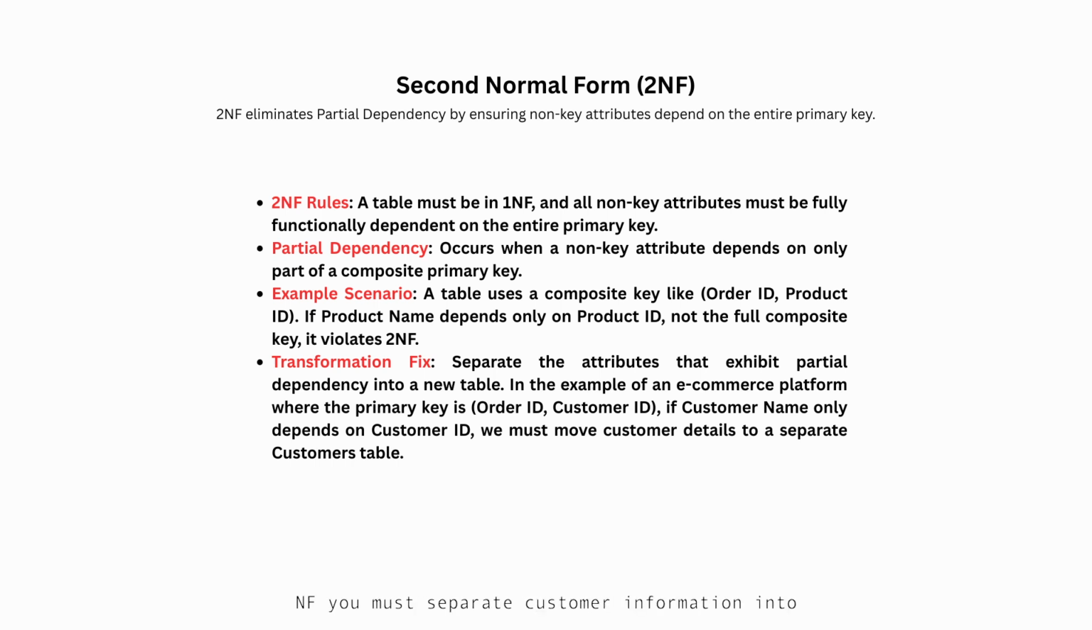To comply with 2NF, you must separate customer information into its own table keyed by the customer ID. The original orders table now holds the foreign key, which is customer ID. This successfully eliminates the redundancy of customer details, simplifying updates and ensuring data maintenance is much cleaner.